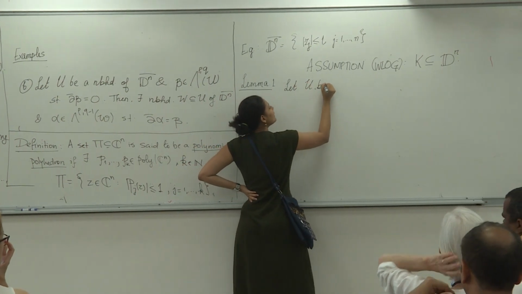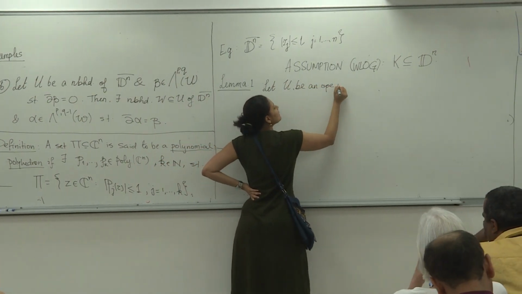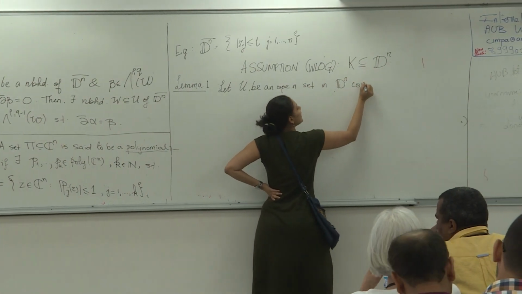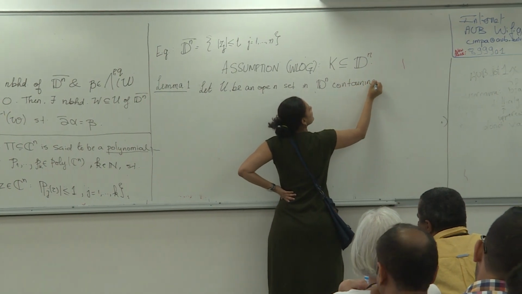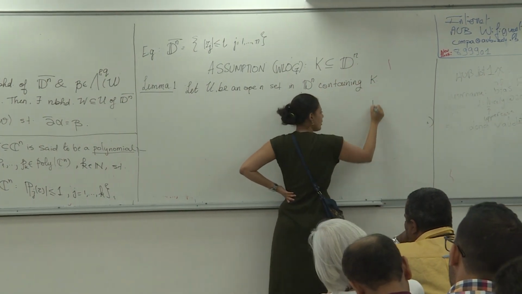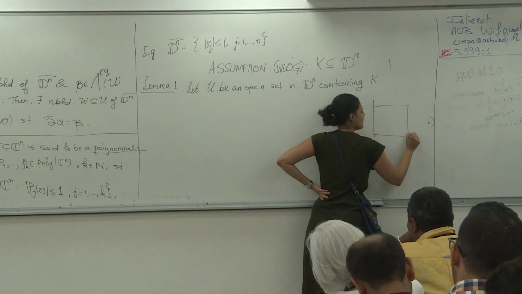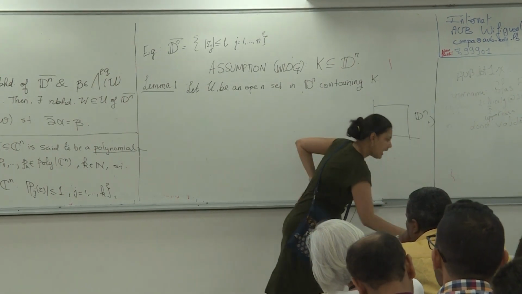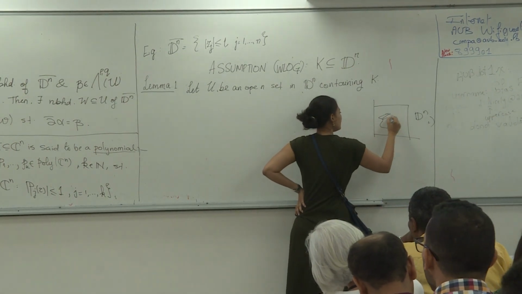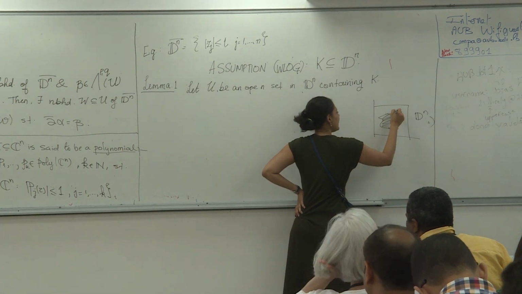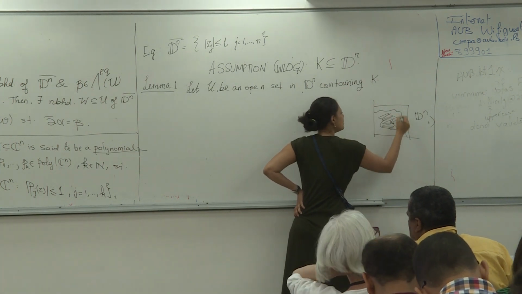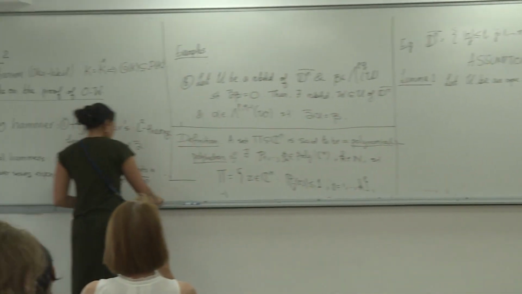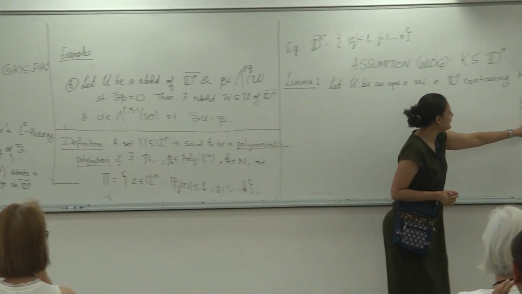Let U be an open set in Dn containing k. Okay, so let's draw a picture. I have Dn here. This is some sort of a schematic, and then I have some k over here, and then I have some open set U containing k. And what I'm going to do is squeeze between k and U.